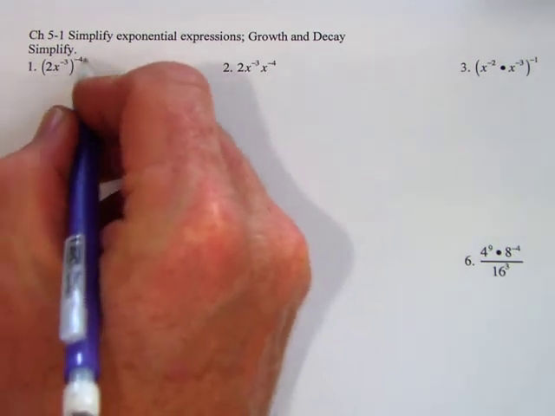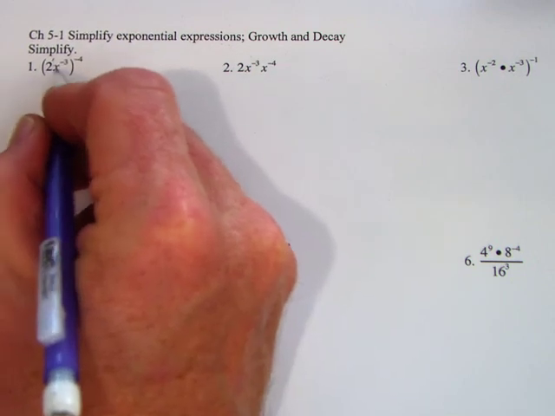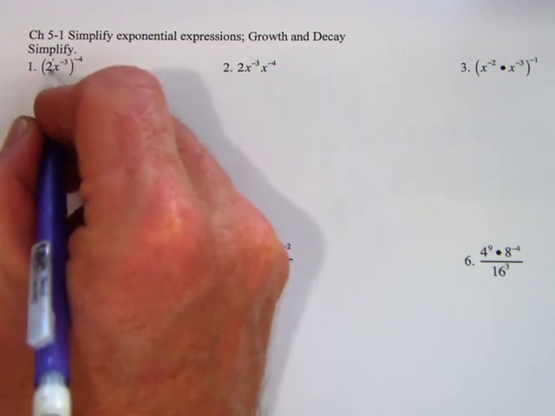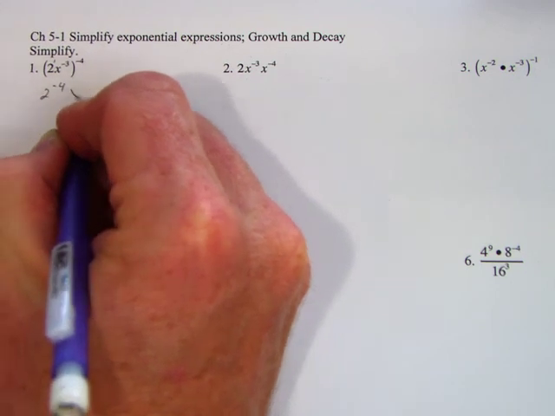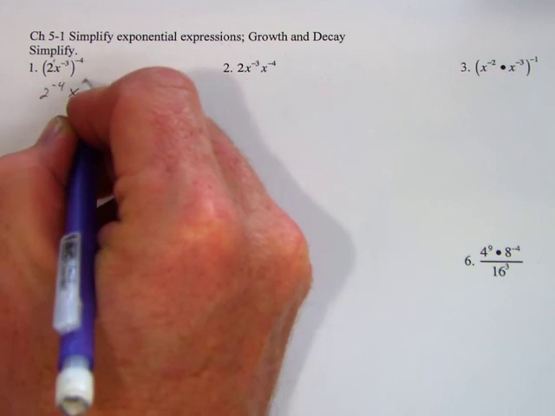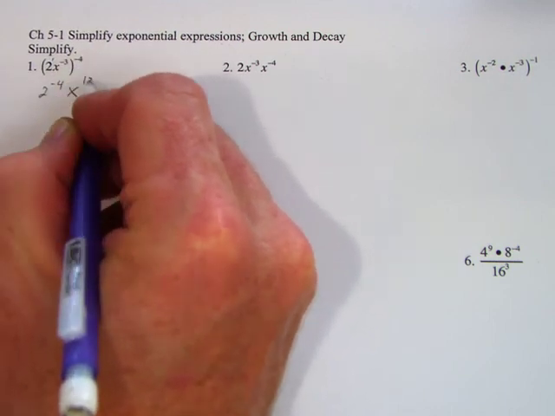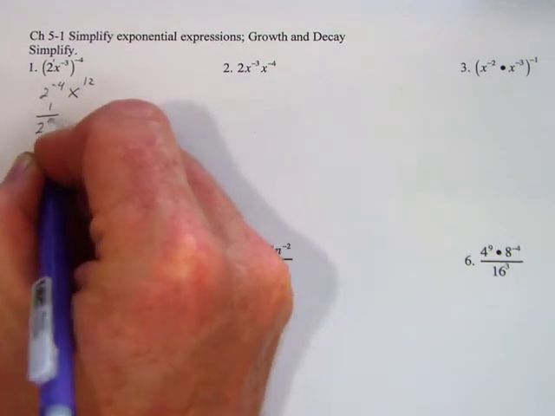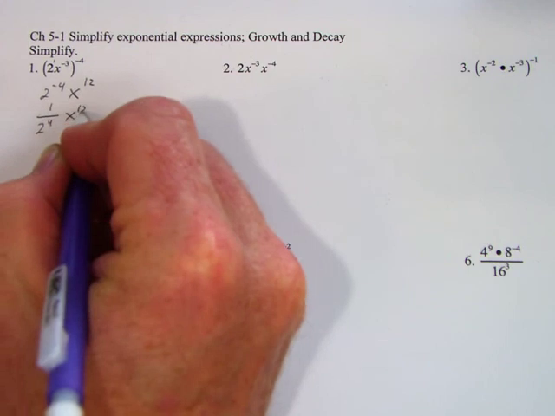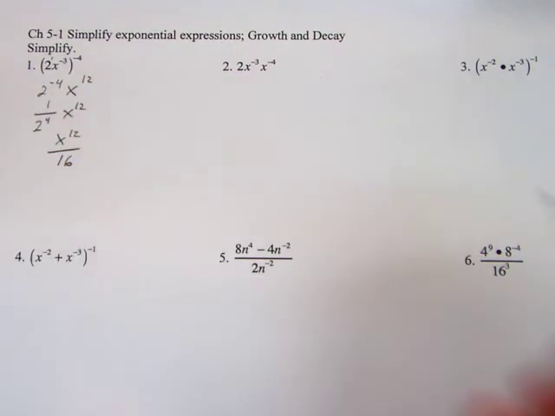We can apply the multiplication rule to the first. We have an exponential to a power, so we're going to multiply the exponents. This is 2 to the negative 4th times x to the positive 12, because 1 times negative 4 is negative 4, and negative 3 times negative 4 is 12. 2 to the negative 4 is 1 over 2 to the 4th times x to the 12th, so this gives us x to the 12th divided by 16.